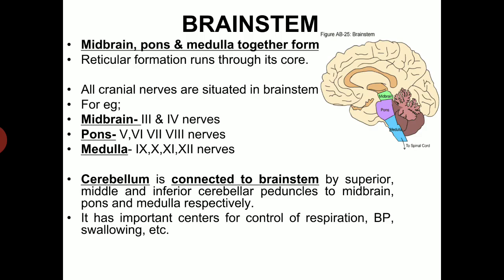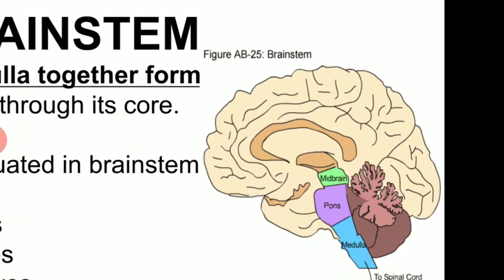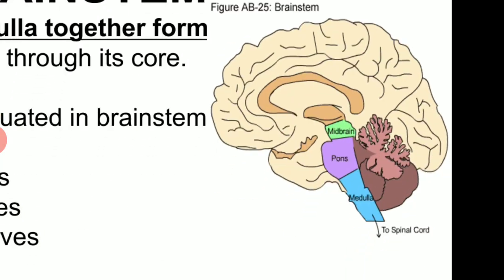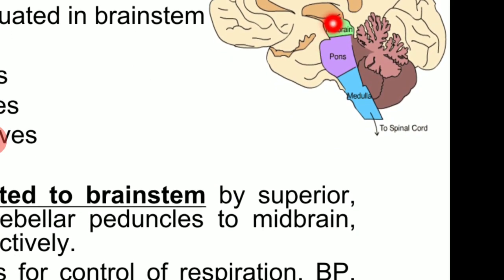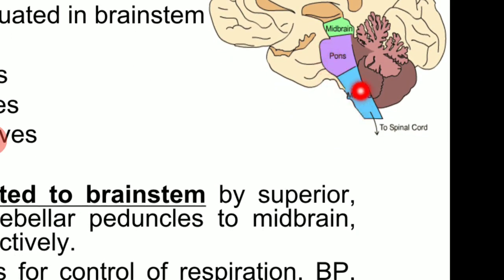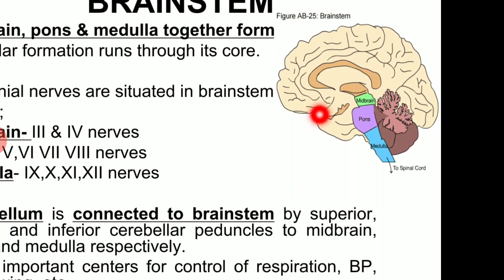Now brainstem. Midbrain, pons and medulla together form this structure, which is known as the brainstem. So it is a stem-like structure. You can see here midbrain, pons and medulla. Okay, so this is known as the brainstem, and this portion is known as the cerebellum, which is attached to the brainstem, and this is the cerebral cortex.